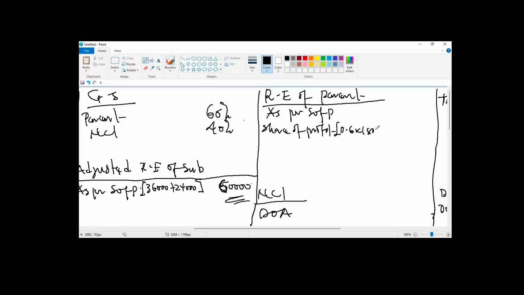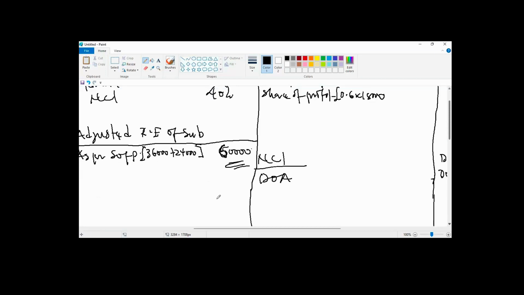$0.6 times 18,000 is 10,800. That is the parent's share of profits. Share profits for the NCI: $0.4 times 18,000 is 7,200.